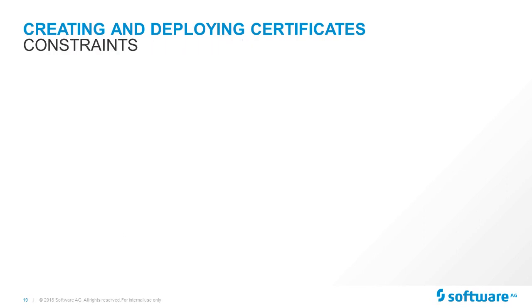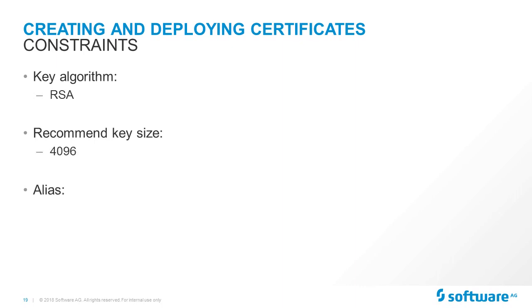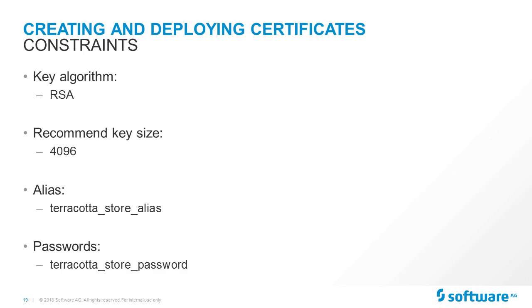Now Terracotta DB specifies various constraints for some of the options that we can specify on keytool subcommands. For example, the key algorithm that we require is RSA. The recommended key size is 4096 bytes. The alias that certificates must be installed in is the Terracotta store alias, and the password that must be used both for opening the key store and for accessing the certificate at the particular alias is the Terracotta store password.